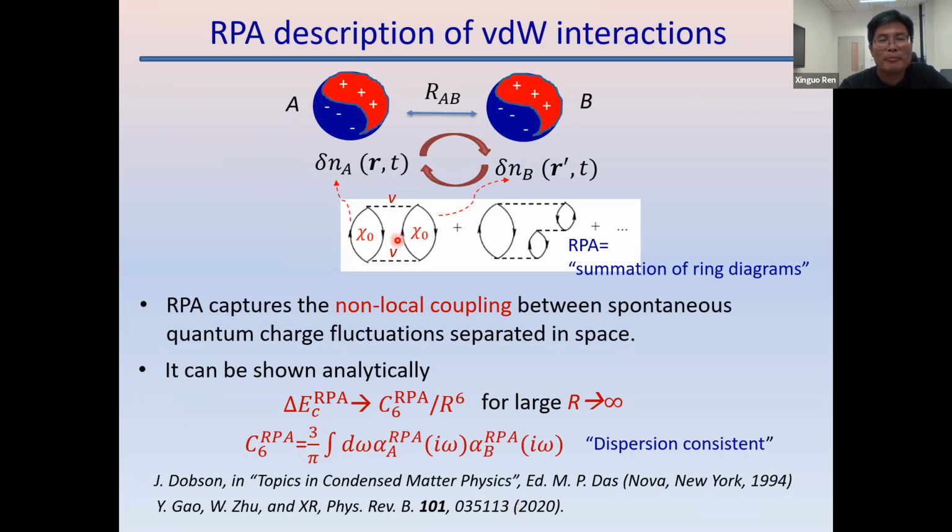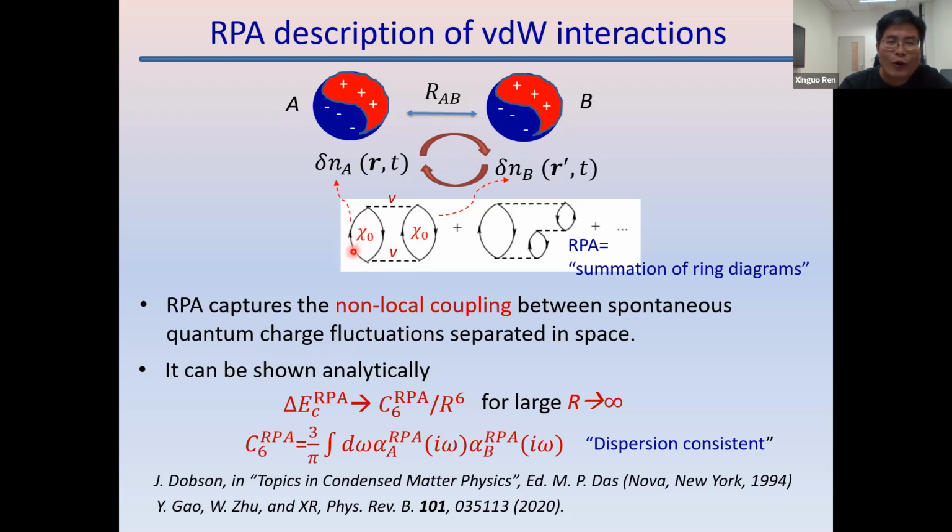So as I mentioned, one next feature of RPA is that it can describe the van der Waals interactions. Why is that so? This is because the van der Waals interaction is given by the non-local coupling between spontaneous quantum charge fluctuations separated in space. For example, you have two charge neutral systems. They have no permanent multipoles, but the density fluctuates over time because of its quantum nature. And these fluctuations are coupled by long-range Coulomb interactions.